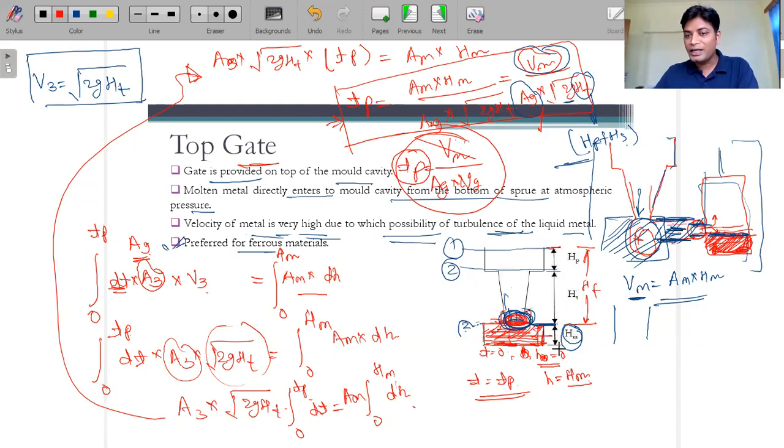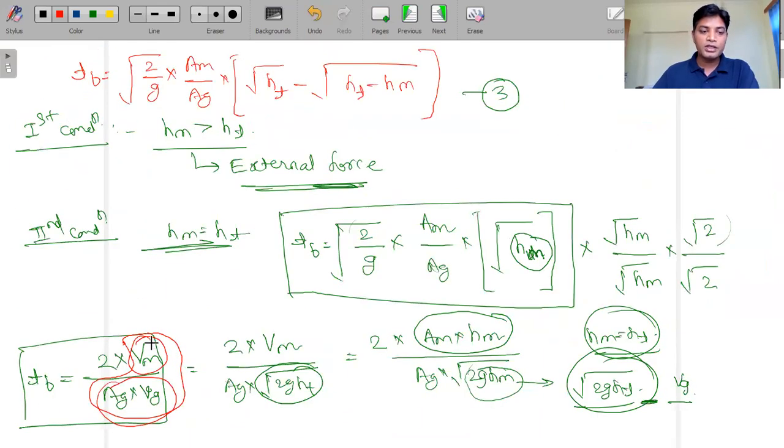Okay, and these are the same conditions, guys, the same height. There we considered Hm, here also we are considering Hm. That time we considered the cross-sectional area Am, here also we are considering the cross-sectional area Am, and similarly for the gate. So what is the conclusion? TB, the time required to fill the mold cavity with the same volume by the bottom gate, will be equal to twice the time required to fill the same amount of the mold cavity by the top gate.